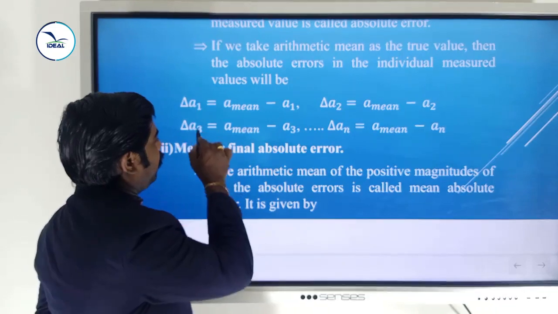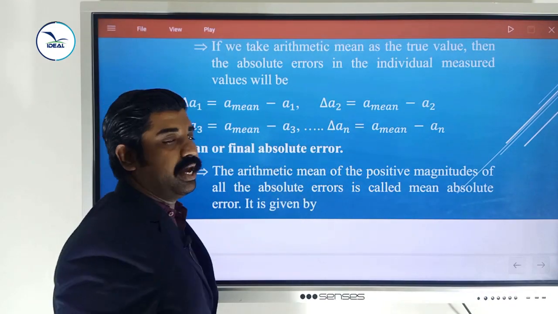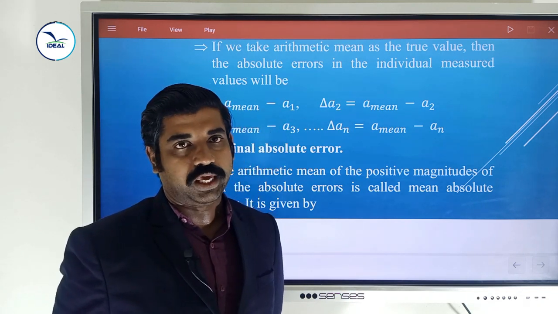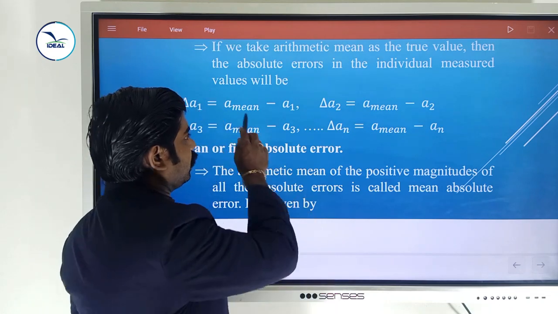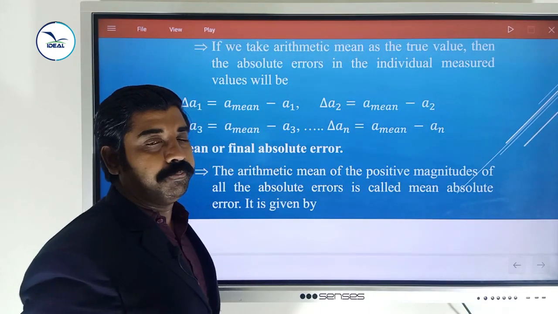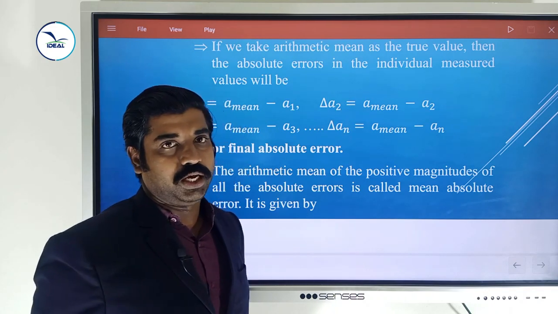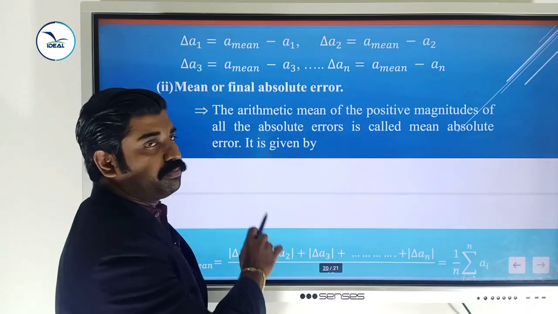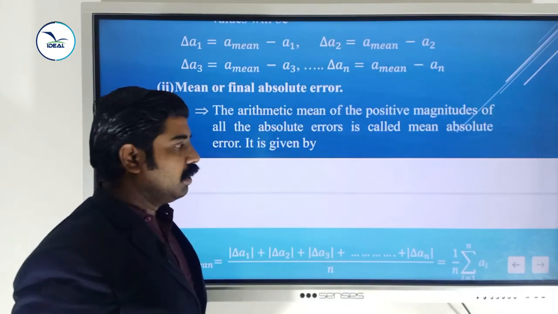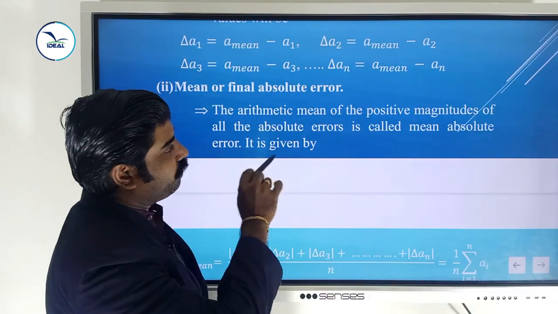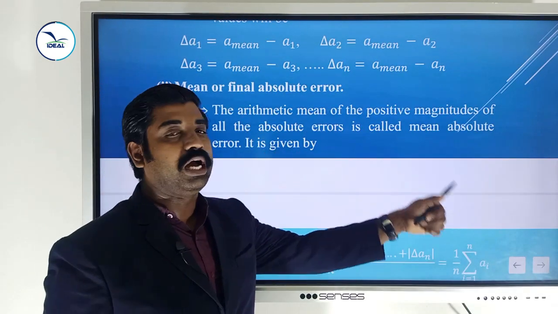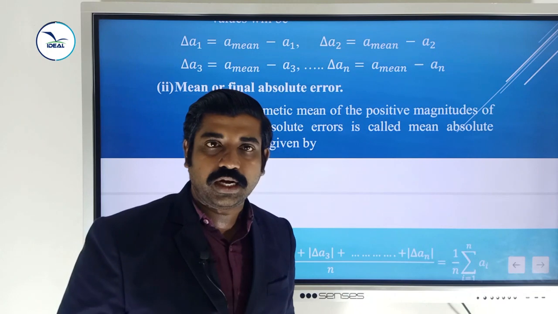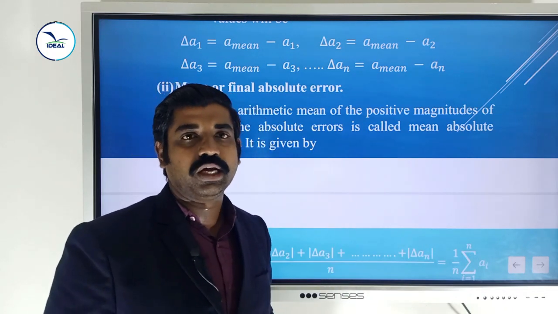So delta A1, delta A2, delta A3 and delta AN are called absolute errors of A. Clear? The absolute error is the deviation from the mean value to the measured value. And the mean absolute error, or final absolute error, is nothing but the mean of the positive magnitudes of all absolute errors. If we take the mean of these absolute errors, it is called the mean absolute error.